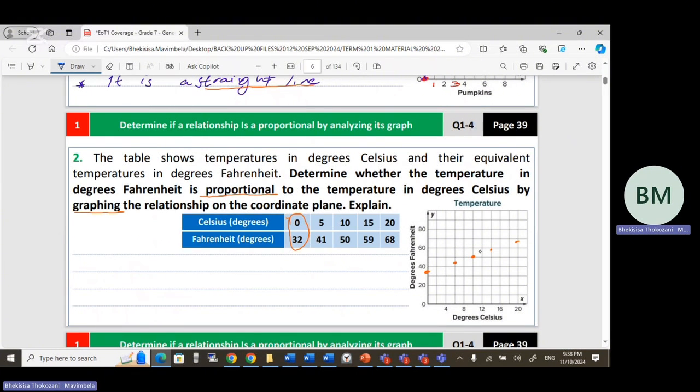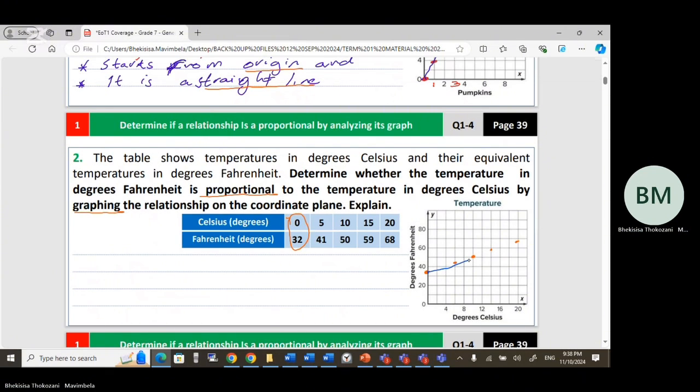All right, so let's try to join these points and then you join them together. Then you'll have something like this. So with this, the degrees Fahrenheit are not proportional. So you can say here, this one is not proportional. I'll tell you why.